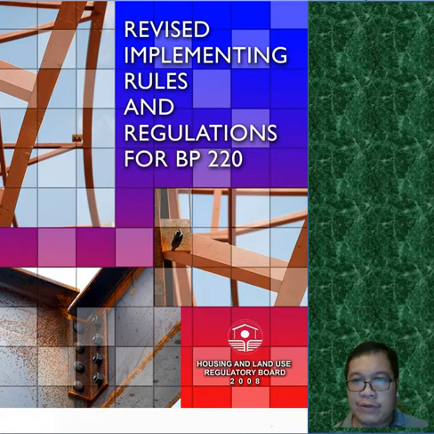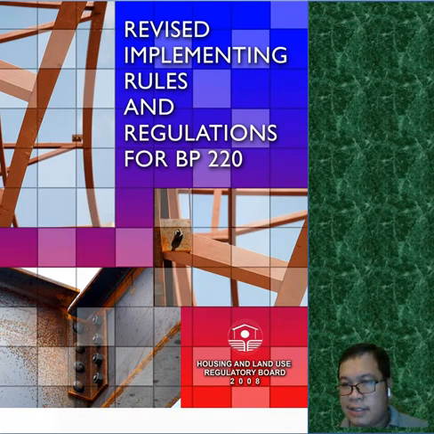So today we're going to discuss the revised implementing rules and regulations for BP 220. I think back in the midterms we discussed PD 1096 and PD 957. So this BP 220 is somewhat similar to it, as it still affects the practice of architecture and the construction industry in general.